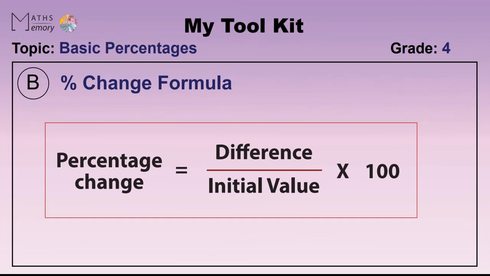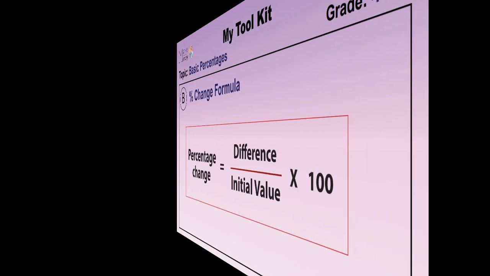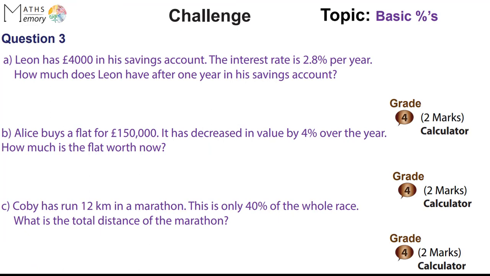So press pause. This is section B here, and let's write down this formula on percentage change. So remember, we use this for percentage increases or decreases, and when we see two clear whole numbers, or any numbers in fact, in a question. So press pause on this slide, please. Question 3 challenge. Press pause, write parts A, B, and C down on this challenge question on percentages, and press play when you have finished.